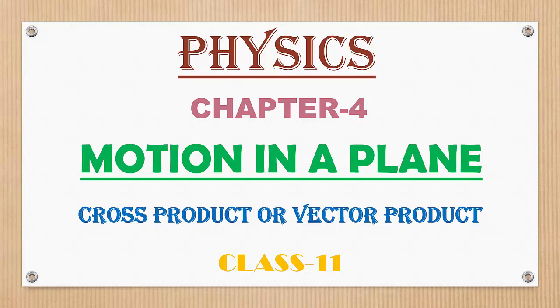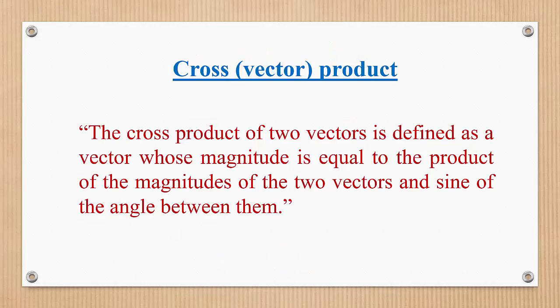About the first type, that is dot product, we already studied in detail in the previous class. Now let us learn about the second type, that is vector product, or we can also call it cross product. Yes, first we have to know what is cross product or vector product.